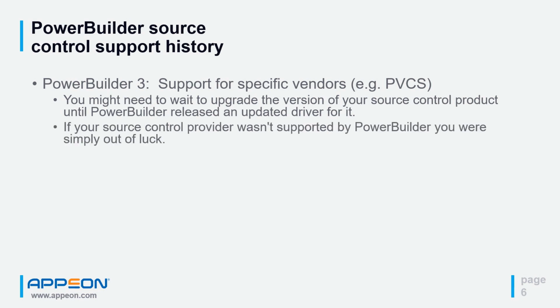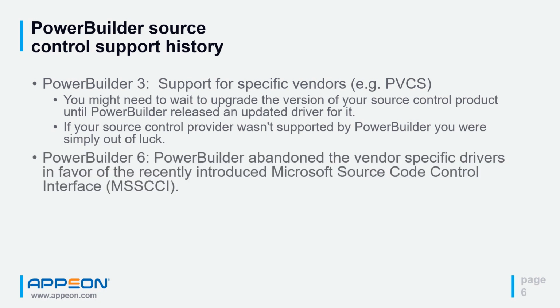The other issue is there might be other tools out there that you want to use for source control, and if it wasn't one that PowerBuilder had a driver for, you were out of luck. For instance, in 2009, we did move to Subversion, but we wouldn't have been able to do that with the method of source control that was originally provided in PowerBuilder. So what happened in PowerBuilder 6 days is that they abandoned those vendor-specific drivers and introduced something called the Microsoft Source Code Control Interface.